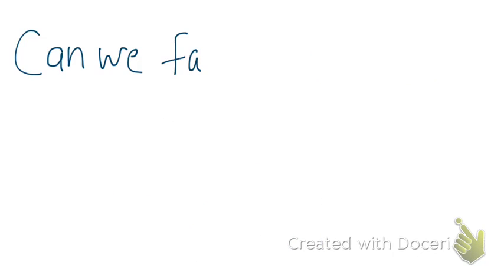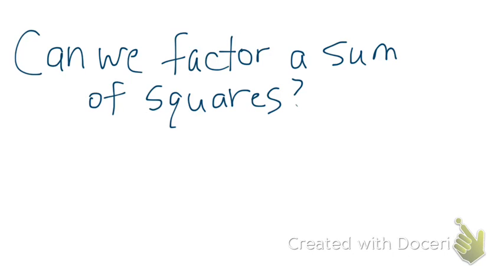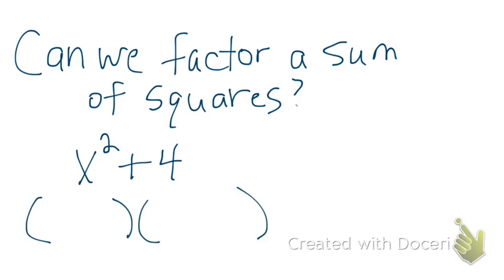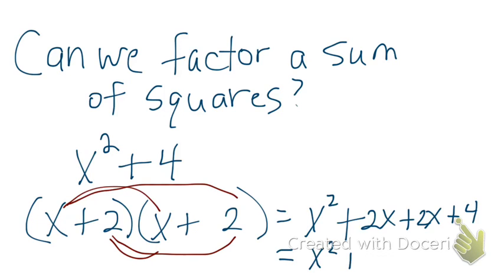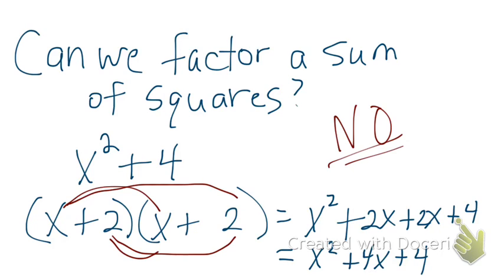So let's talk about that situation with a sum of squares. Can we factor a sum of squares? Well, if you were to take a guess, at least what most people would guess, is that x plus 2 times x plus 2 would be our answer here. But if you actually FOIL that out, we're going to get x squared plus 4x plus 4. So we have an extra term, the 4x. So in fact, we cannot factor a sum of squares, at least not using real numbers. So at this point, that's the best we can do. We just can't factor it. So the answer here is no. And that's it for this lesson.